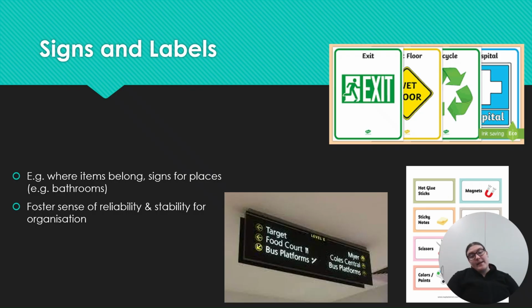Signs and labels. This is again another example of where we see visual supports everywhere for everyone. If you go to the shopping centre, there's signs with words and pictures of specific shops or amenities. Same thing for in the classroom. We can reduce students' cognitive load massively by ensuring that things are labelled, have pictures. For example, if we're asking students to put away their glue stick at the end of every activity, it just makes it easier for everyone if the box where the glue sticks live has a picture of a glue stick and is labelled.